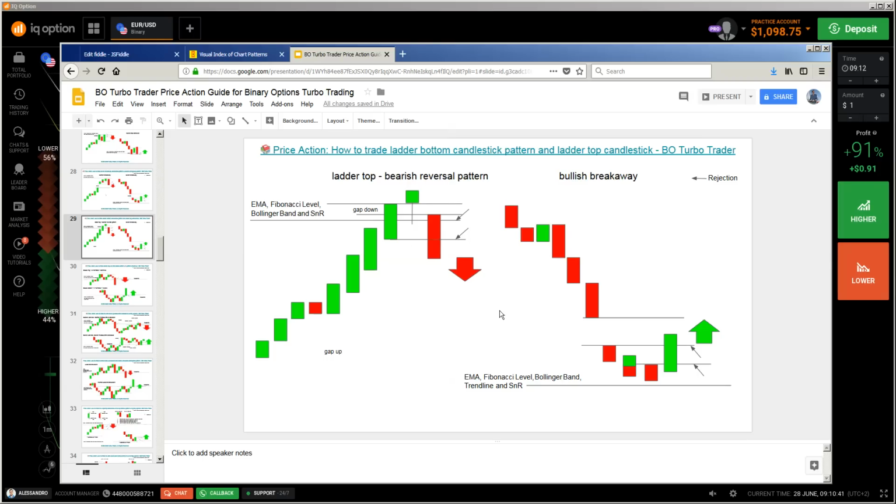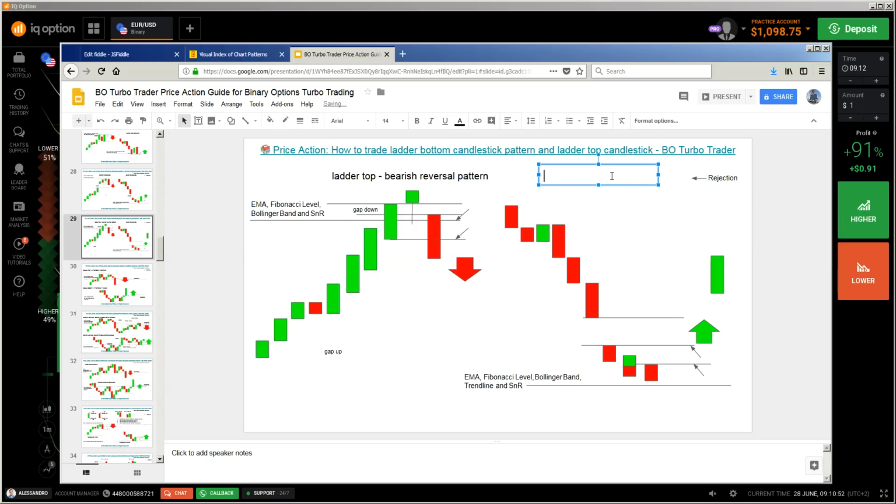So let me see. That was this one. Now we are doing the same here with the ladder bottom, and then we have almost finished the reversal patterns. There are some more which I don't want to explain. For example, the 3-star pattern, that are 3 dojis, that are so rare that I think it's not even worth mentioning them.